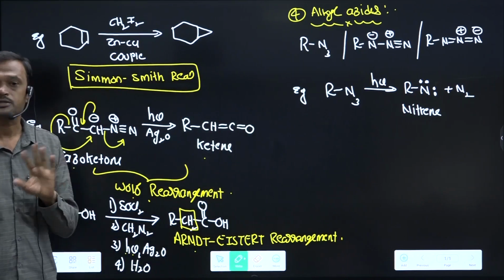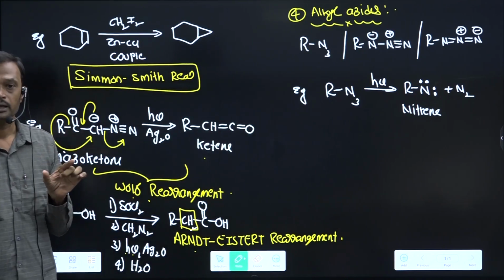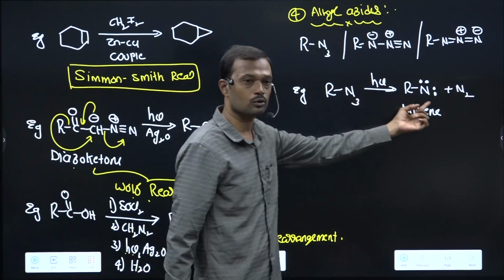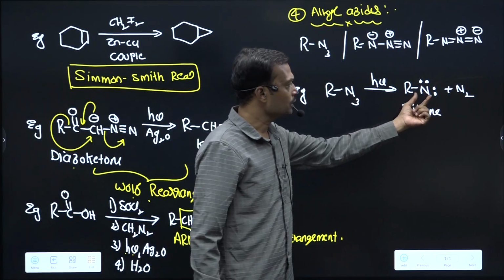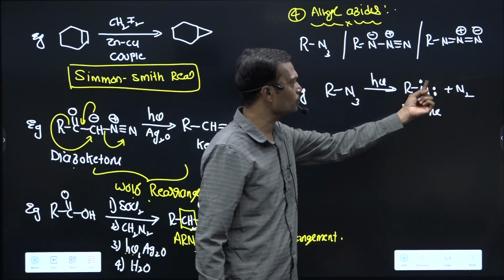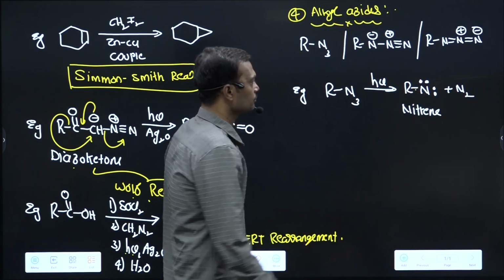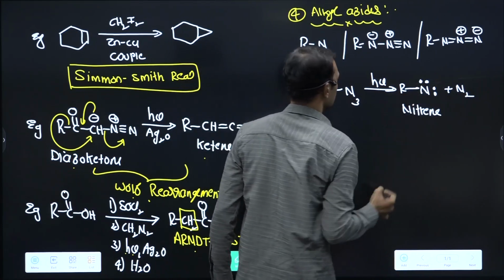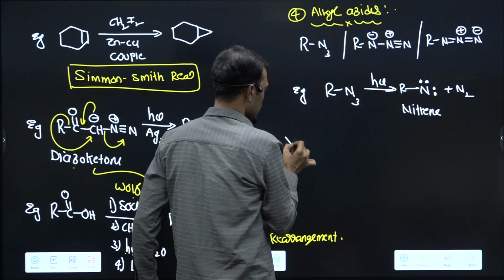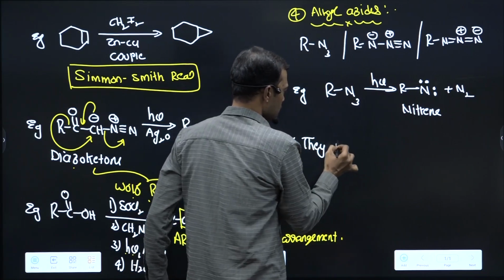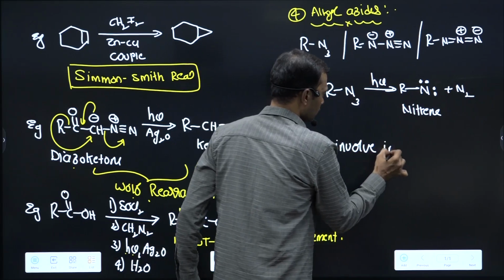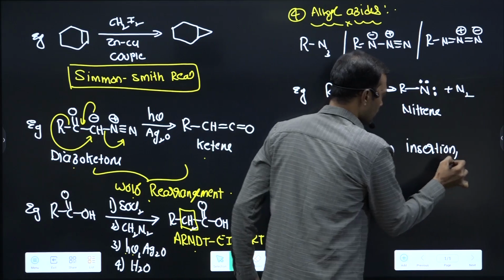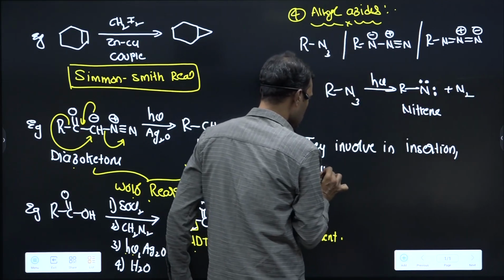Carbene is an electrophile. Nitrene is also an electrophile because there is a presence of 6 electrons. 1, 2, 3, 4, 5, 6. Valency of nitrene is 1. Same. They are involved in insertion, addition, rearrangement reactions.